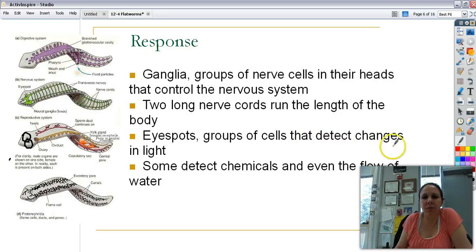and that allows them to detect changes in light. So they can see light and dark, but they can't pick out anything in particular. Some of them can even pick up chemicals in their body tissues. They might pick up chemicals in the water, so if they taste something bad, they'll try to swim away from it. They can even pick up the flow of water, so they know if they're going upstream or downstream.